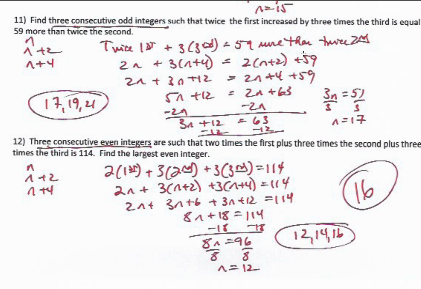Last shall be first, first shall be last. Then just solve the problem. Distribute the 3, that's 3n plus 12. 2n and 3n make 5n, plus 12 equals 2n plus 63. Subtracting 2n's, 3n plus 12 is 63. Minusing the 12, 3n is 51, n is 17, and that makes 17, 19, and 21. We'll pick up with number 12 on the next video.